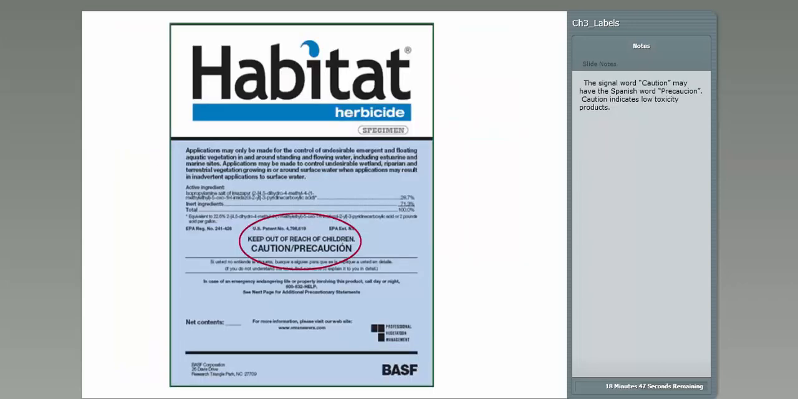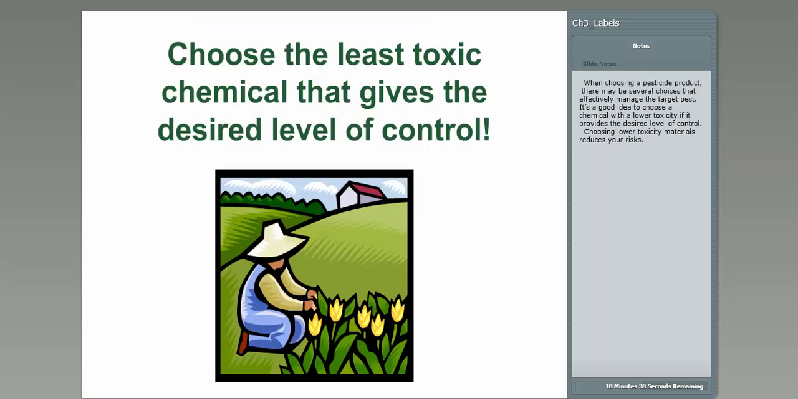The signal word caution may have the Spanish word precaución. Caution indicates low toxicity products. When choosing a pesticide product, there may be several choices that effectively manage the target pest. It's a good idea to choose a chemical with a lower toxicity if it provides the desired level of control. Choosing lower toxicity materials reduces your risks.